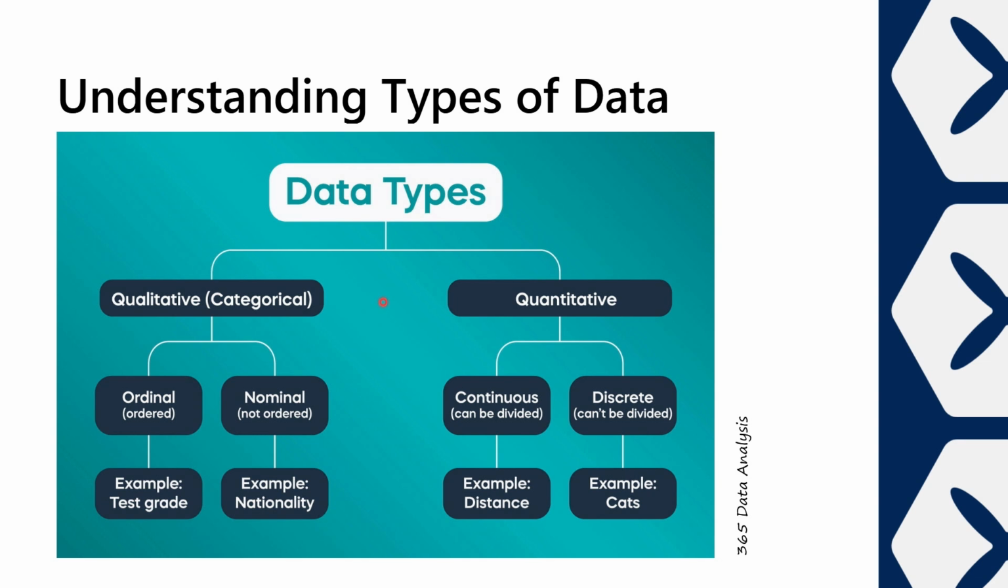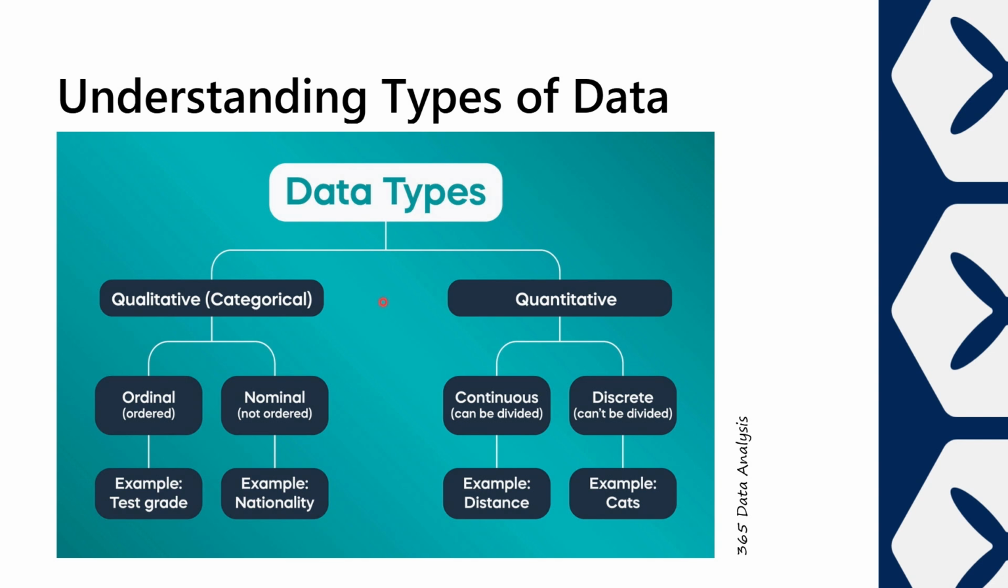Quantitative now, just think of it as numerical data. Numerical data can be continuous or discrete. Continuous data can be divided; they say continuous is measurable. Discrete is countable. Just think of anything that you count as discrete, just like the English word discrete.